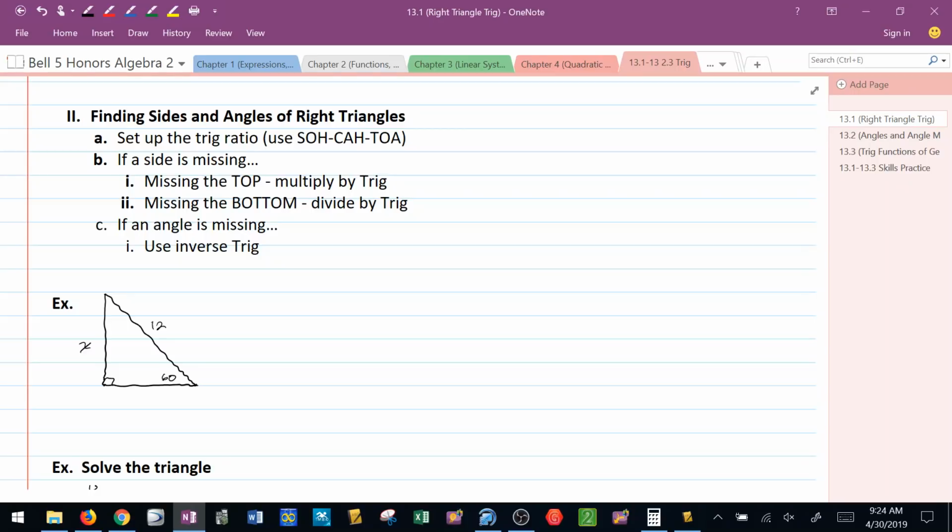If a side is missing, that means I'm either missing the top of the fraction or the bottom of the fraction. If I'm missing the top, multiply by trig. If I'm missing the bottom, divide by trig in order to find the missing measurement. The third scenario would be if I'm missing an angle. If I'm missing an angle, I'm going to use what's called inverse trig in order to figure this out.